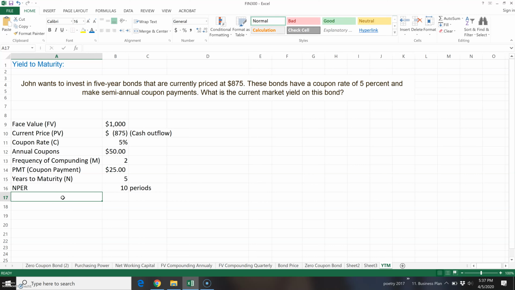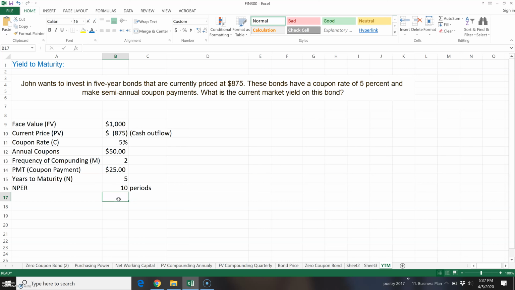Similarly, the semi-annual coupon payment is $25, which is calculated based on $1,000 of the face value, 5% coupon payment, and the total is divided by 2, which is $25. Now, using the rate function in Excel, we'll calculate the yield.